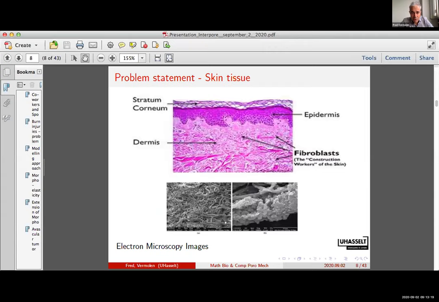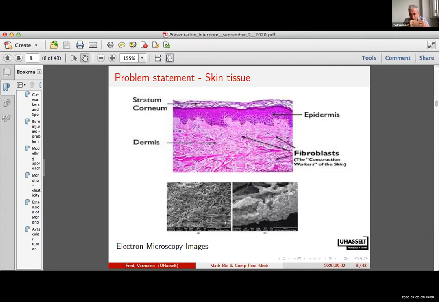So let's have a look at what skin looks like. So typically, skin consists of several layers. So you can think of the stratum corneum, which is a layer of dead keratinocytes, which are kind of upper skin cells. Then there is the epidermis, which consists of keratinocytes, which are viable or alive, if you want. And furthermore, underneath, there is the dermis. And the dermis is a very complicated structure. The dermis consists of fibroblasts. And these fibroblasts are also referred to as skin cells.